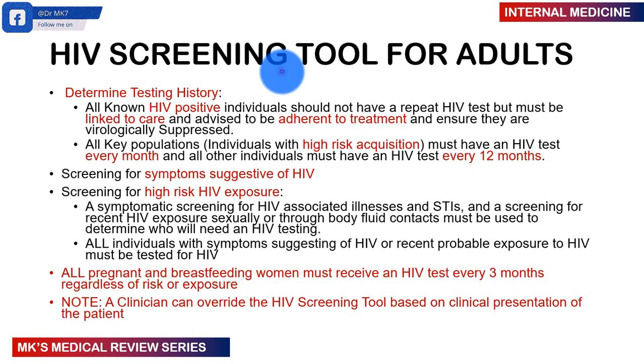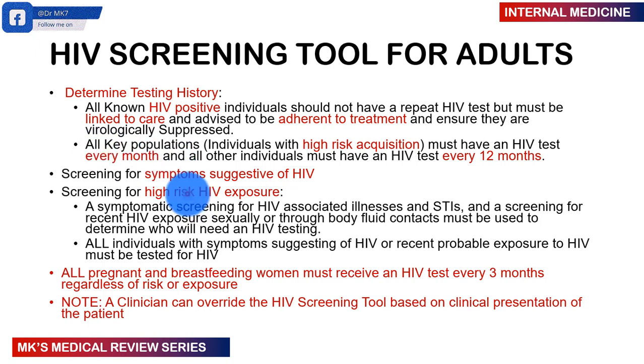such that you should ensure that this patient is virologically suppressed. Then, of course, all key populations, especially the high-risk individuals, must get a test every single month. And for all the other individuals, you can get it every 12 months. 6 to 12 months is okay. Then you screen for symptoms that are suggestive of HIV. We talked of the different symptoms yesterday, the different manifestations on the different systems. Then, of course, screen for any high risk HIV exposure.